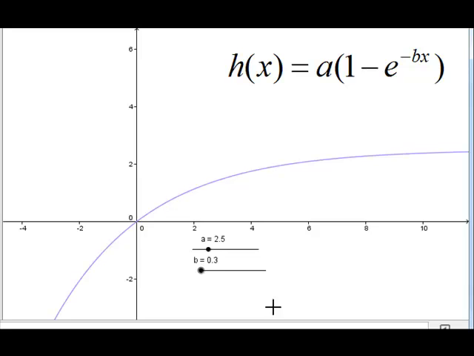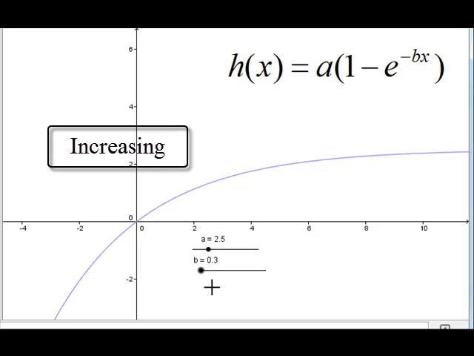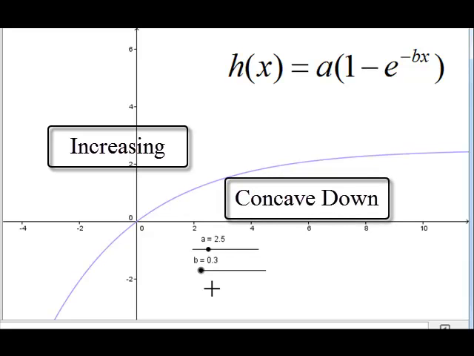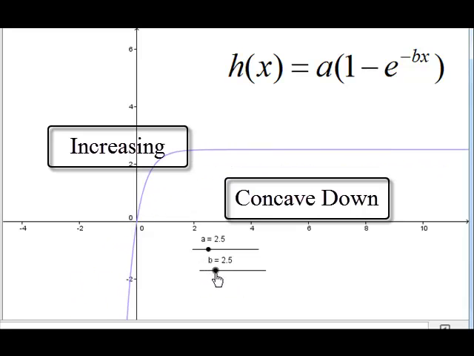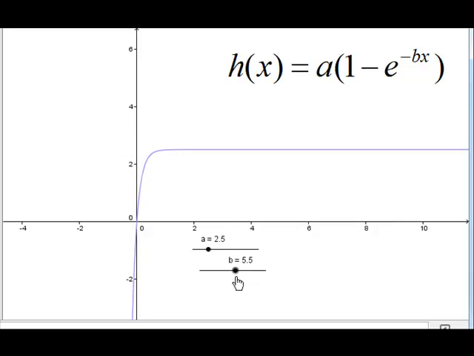Notice, no matter what a and b were set at on our sliders, the function was always increasing and it was always concave down, which is what we saw in parts A through C with our analysis. Now what we are seeing is the larger b gets, the faster it increases. So as we're making b larger, it's not only making our first derivative larger, it's making our second derivative larger. And we're seeing that in the graph, and we saw that before when we calculated our first and second derivative.